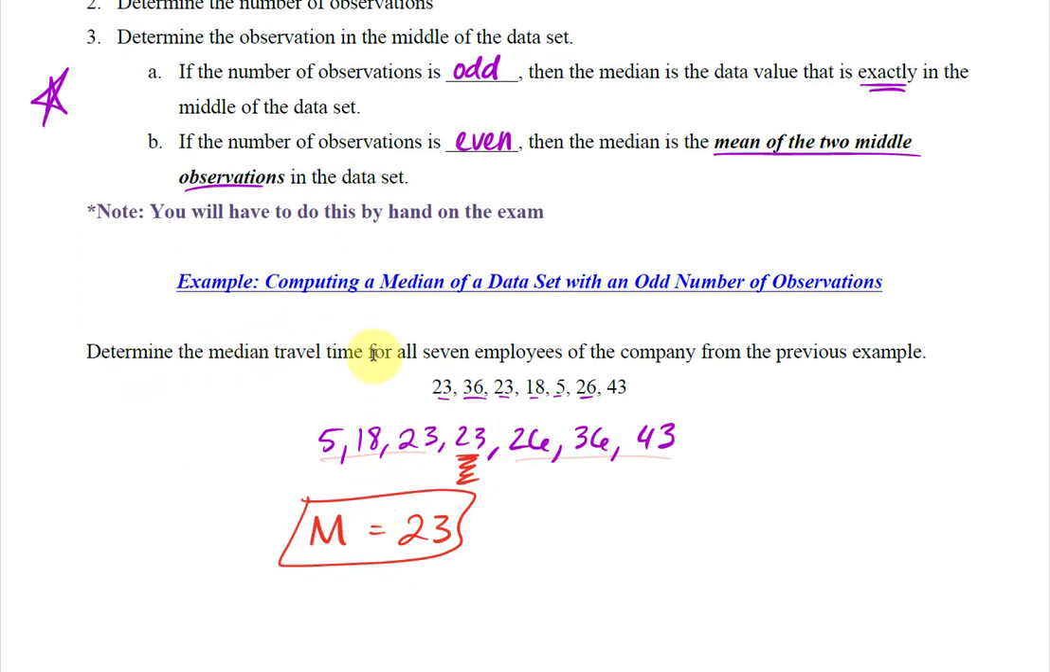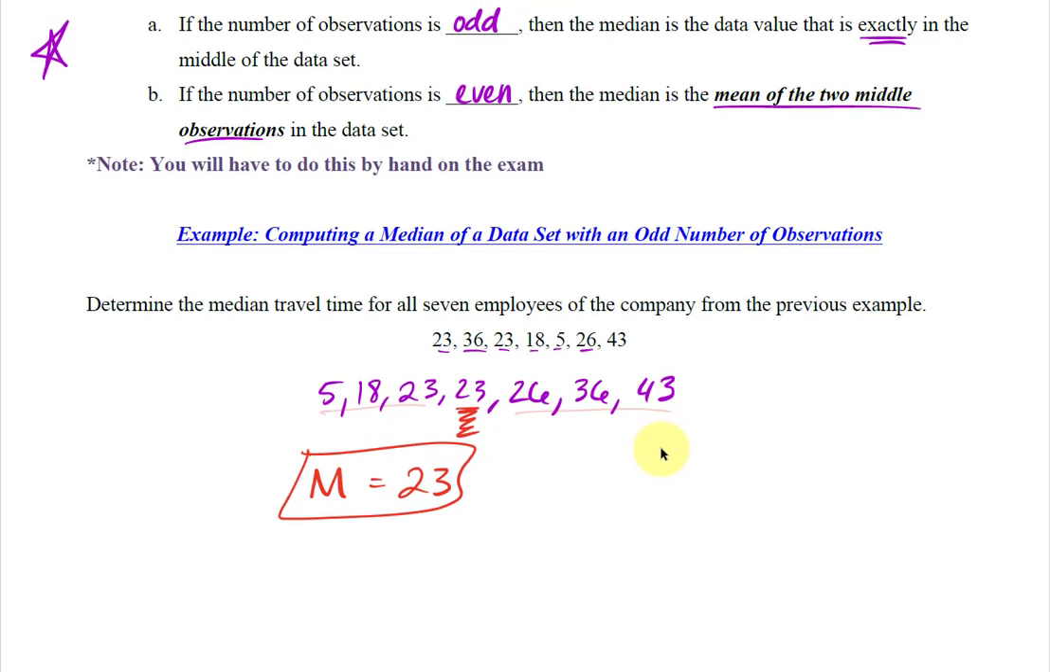Finding the median travel time for the 7 employees, again from the last example. The first thing is you have to arrange the data from smallest to largest. So 5 is the smallest number, and I make sure I put them in order. Then I see that the middle value is 23. Below that we have 3 numbers, and above that we have 3 numbers. So this middle value, 23, is the median.